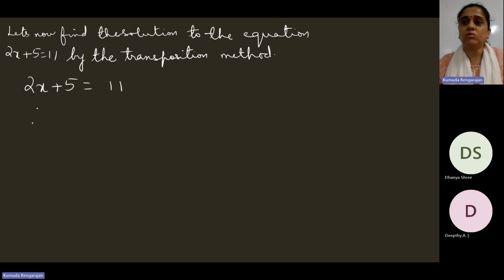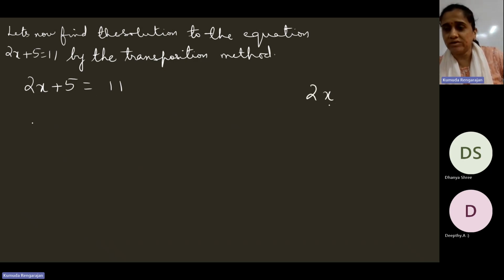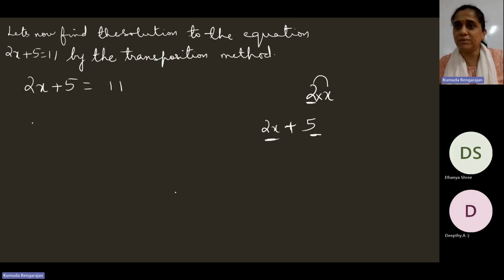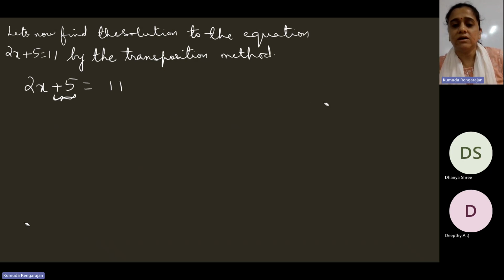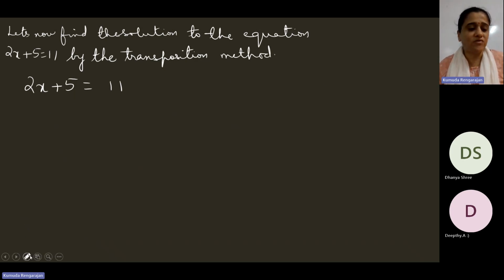Now, you can see here it is 2 into x plus 5. So in 2x, 2 and x are connected by the multiplication sign. In 2x plus 5, 2x and 5 are connected by the addition sign plus. So we need to first transpose this one. You cannot push 2 and 5 all together to the right-hand side. You'll have to do it one by one. So first we'll take 5 to the other side.